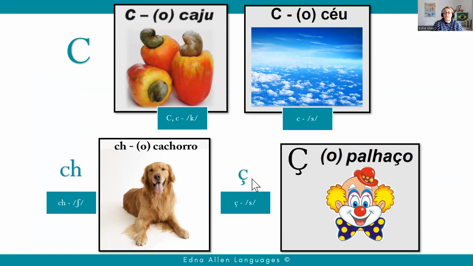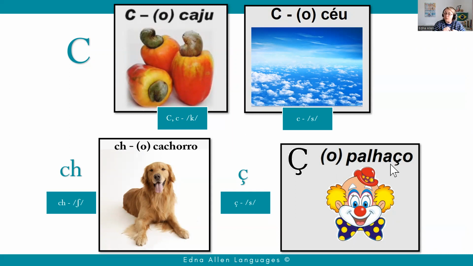S, como em o palhaço, o palhaço. C cedilha will always happen in the end of a word. At least so far, I don't remember ever seeing a word with C cedilha in the beginning of a word. That could be. I don't know the whole dictionary. Maybe that is, but as far as I have been presented, I have never seen a word that starts with a C cedilha.